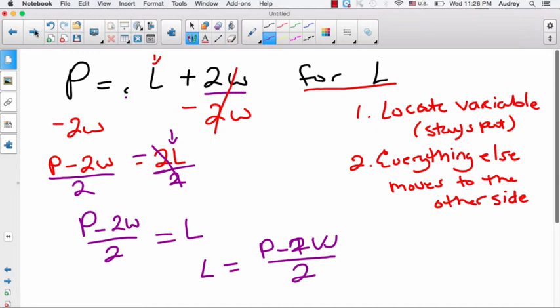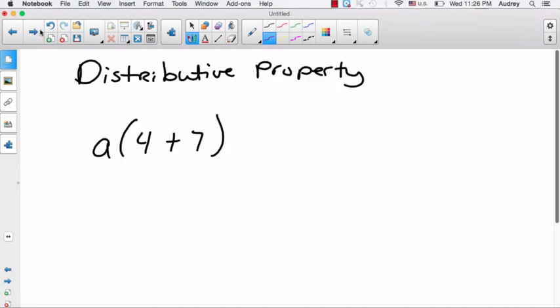Now, let's review, or visit a familiar friend. I want to talk to you about the distributive property. Now, we already know the distributive property. We have fought with the distributive property, but we have won. So let's look at this. It says A times 4 plus 7. And remember, when we're using the distributive property, we take the A and distribute it to each number or each variable inside the parentheses.